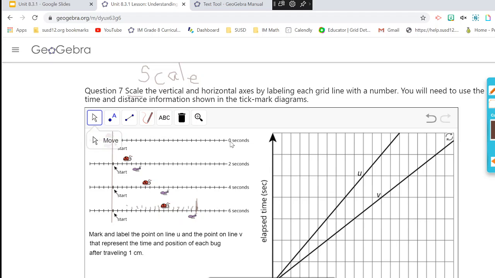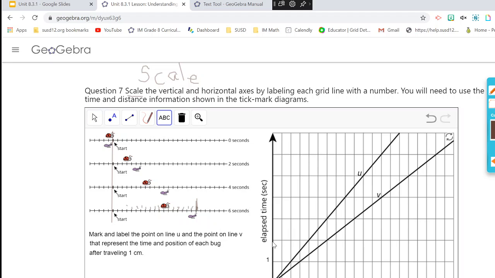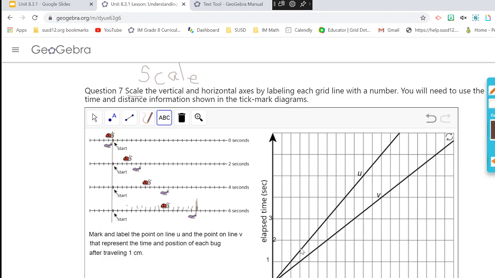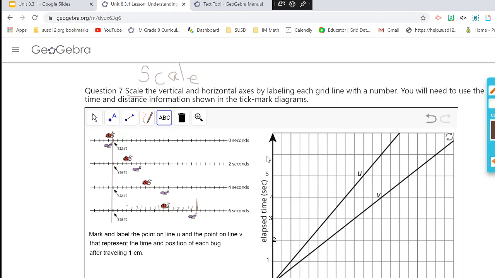Now we see the time goes 0, 2, 4, 6. So we need at least 6 seconds on this scale. Let's go ahead and label this 1 second, 2 seconds, 3 seconds, 4 seconds, 5 seconds, 6 seconds. See if you can make yours just a little neater than mine.